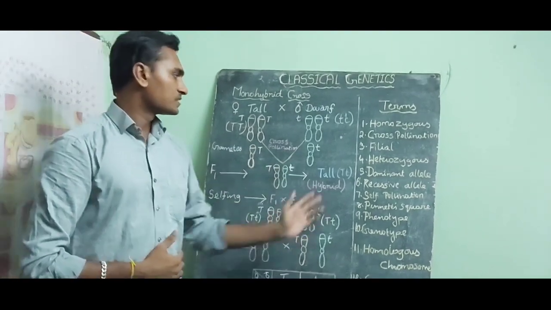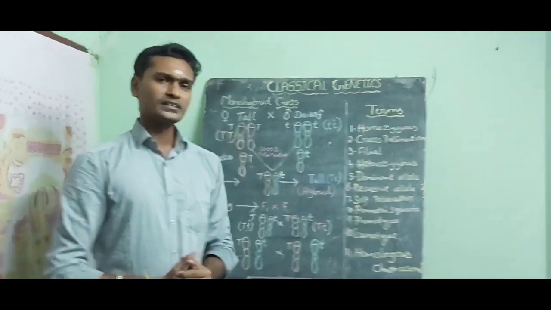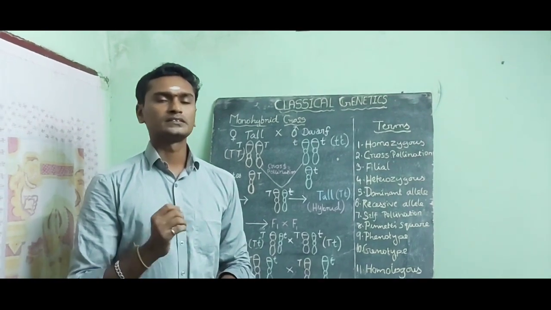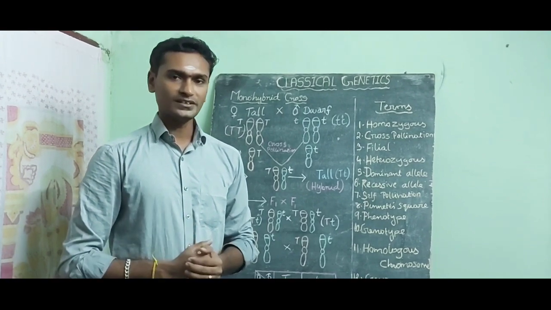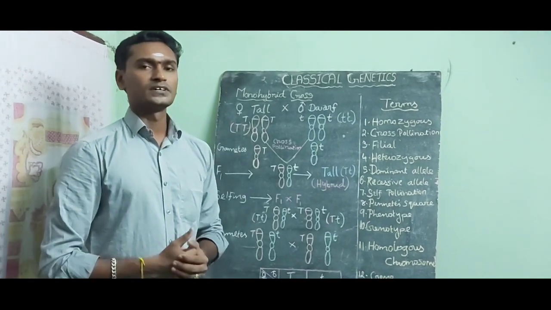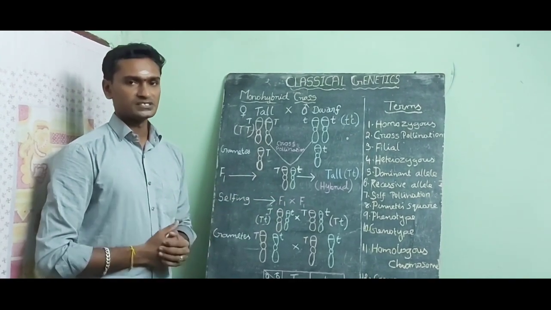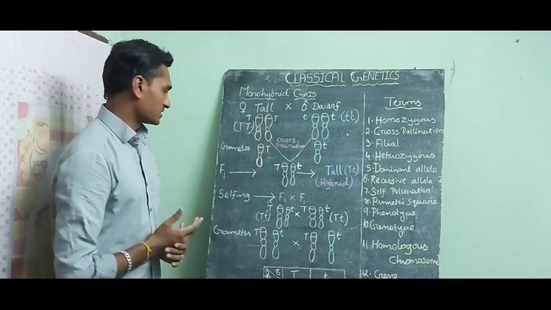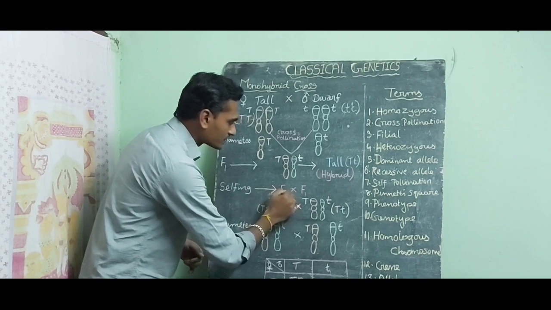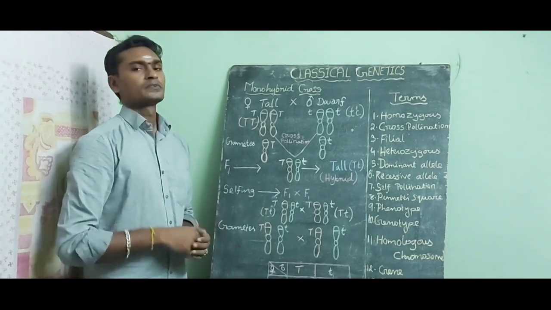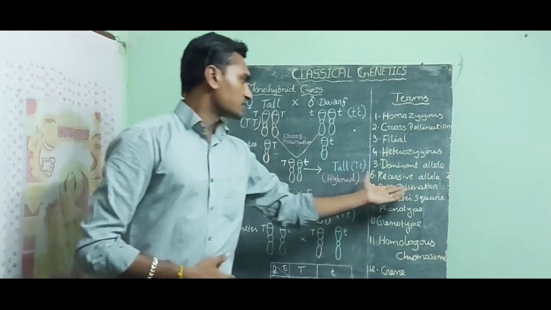The next term, self-pollination. Self-pollination means the transfer of pollen grain onto the stigma of the same flower. In other words, it is the cross between the same generation. Here I put the term selfing. Here F1 crosses with F1. I told you, cross between the same generation. So that is called self-pollination.